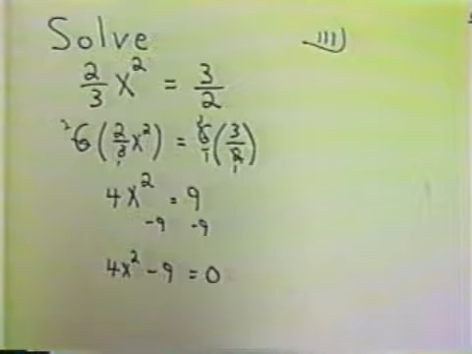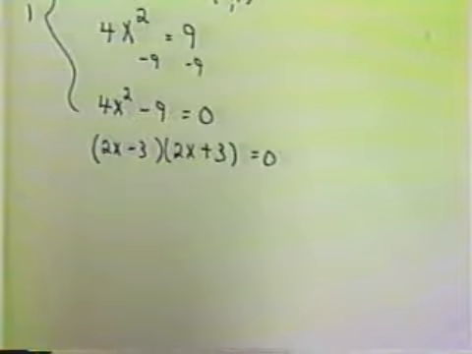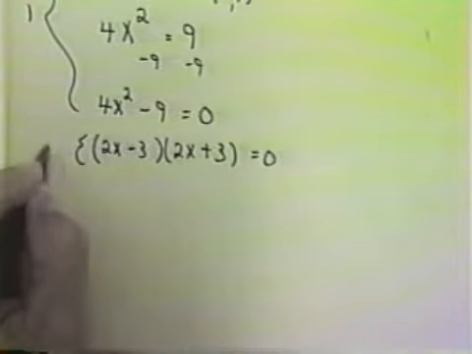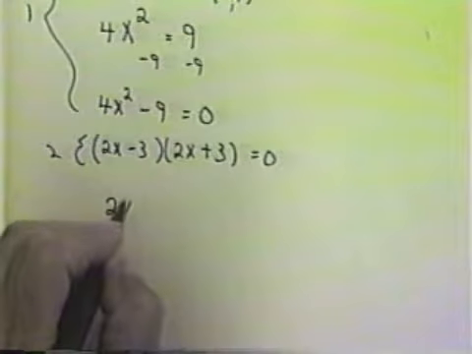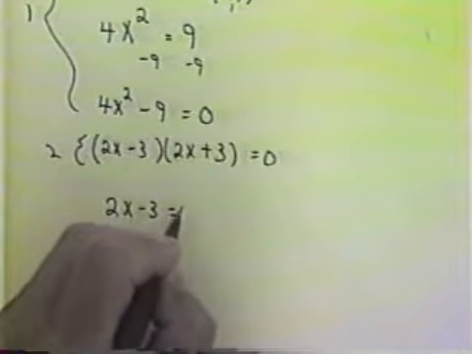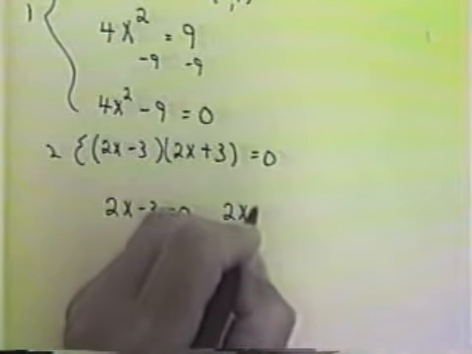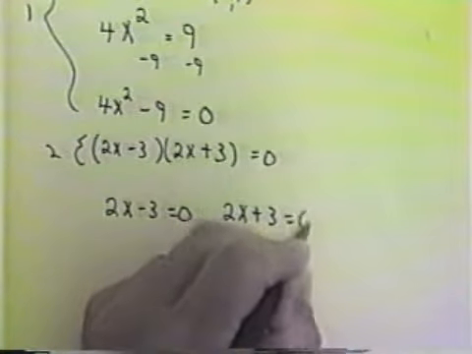The second step is to completely factor the left member. Well, notice this is the difference of two squares. So I factor by the formula for the difference of two squares, and I get 2x minus 3 times 2x plus 3. So this will be step 2. Step 3 is when I set each factor equal to 0. 2x minus 3 is equal to 0. 2x plus 3 is equal to 0.